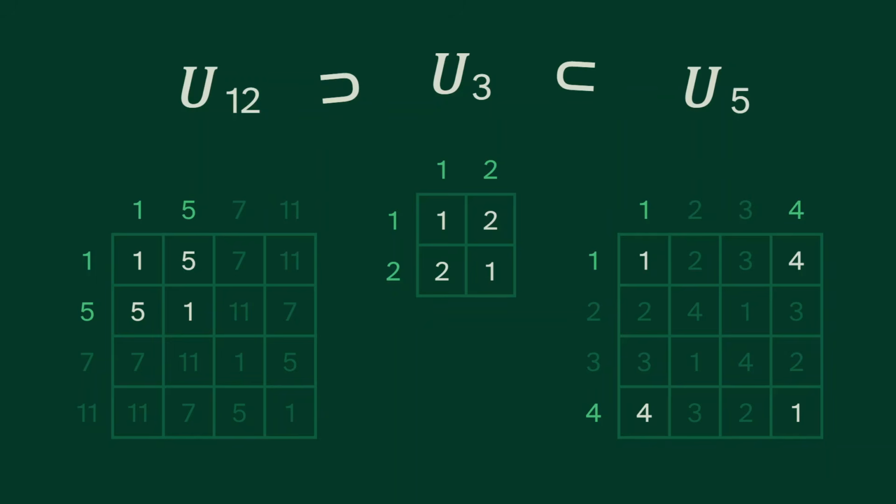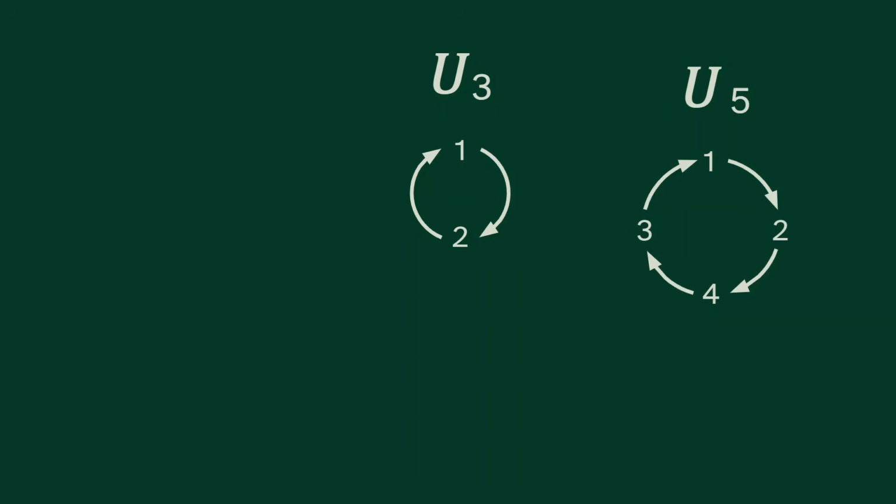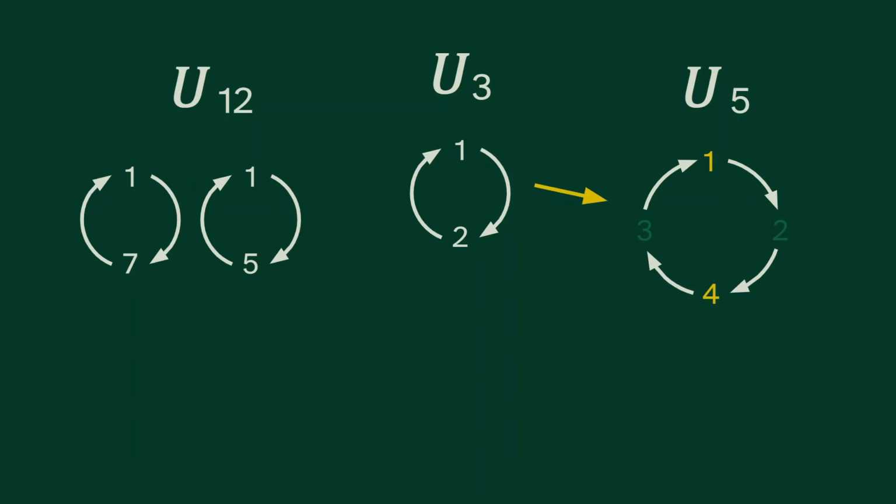And instead of using multiplication tables, we can also think of this using cycles. For example, U3 is a 2 cycle. We go back and forth between 1 and 2, where these arrows represent multiplying by 2. And similarly, U5 is a 4 cycle, with arrows representing multiplication by 2. And so we can embed U3 within U5 by ignoring 2 and 3. We only go around this cycle 2 arrows at a time. The structure of U12 is 2 separate 2 cycles. And so we can embed U3 by ignoring one of them entirely and just using the other.